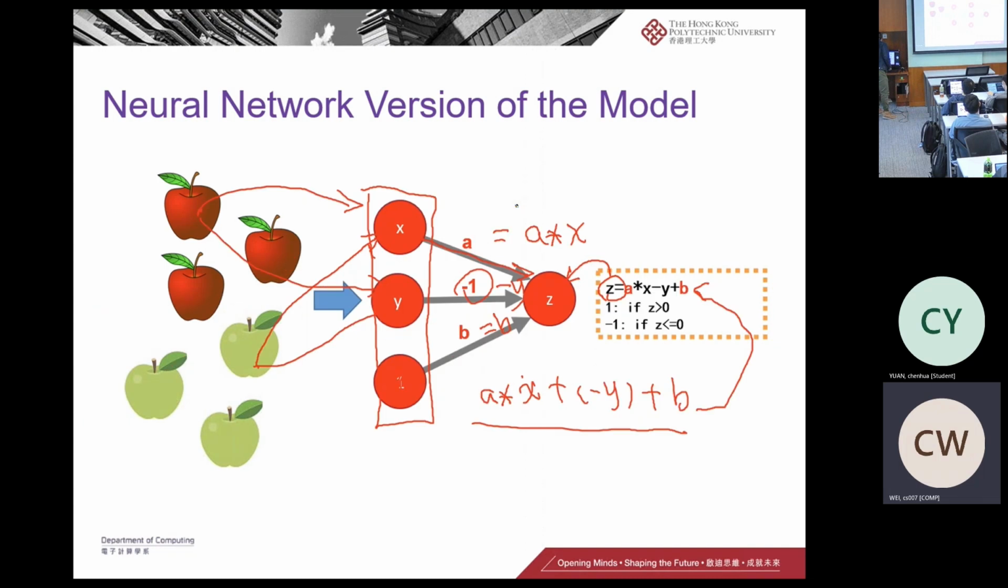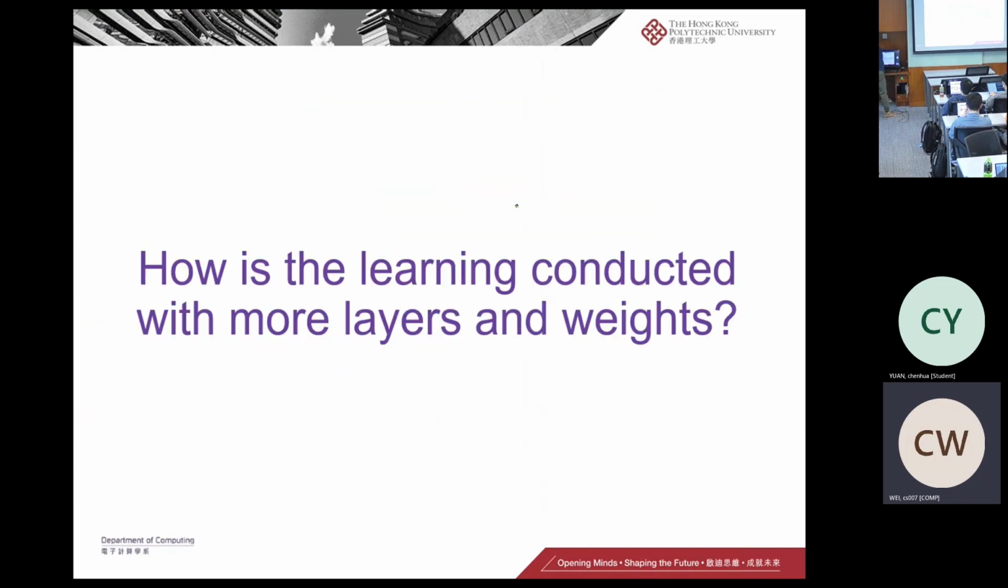So go back to here. Those are the weights. A and B are the weights, right? So how can we find those weights? Since we already have gradient descent introduced, it can be used here as well. And that's the part I'm going to introduce.